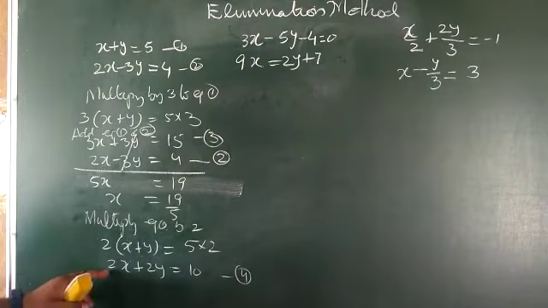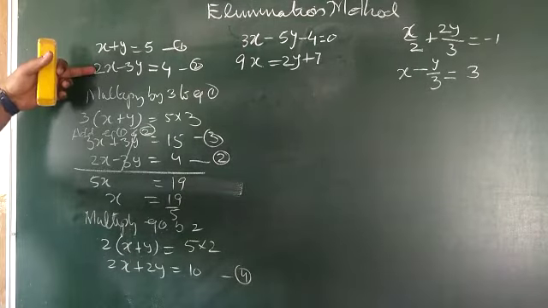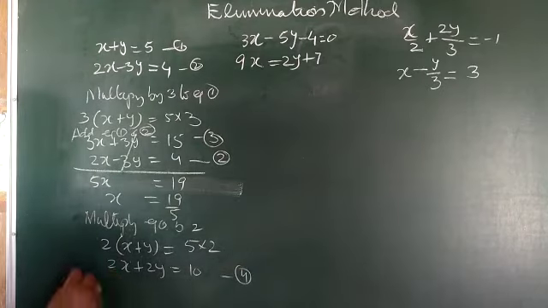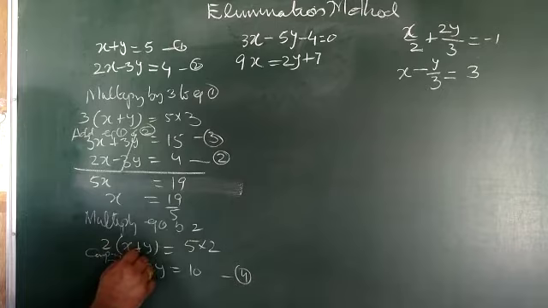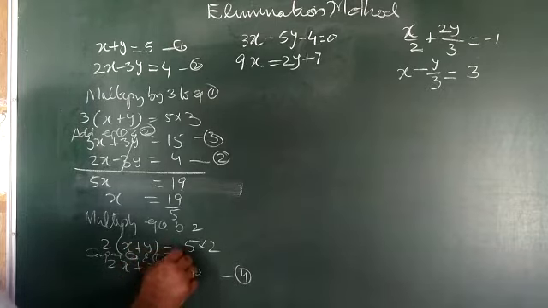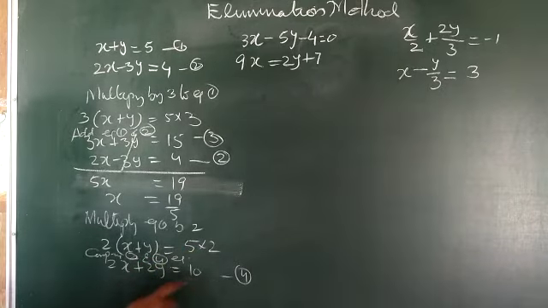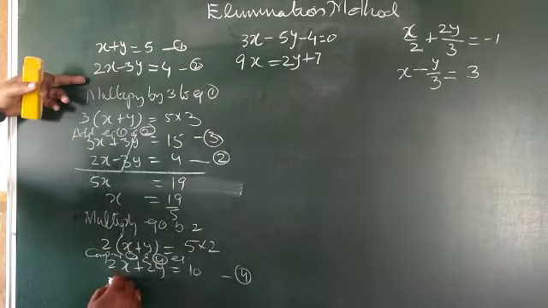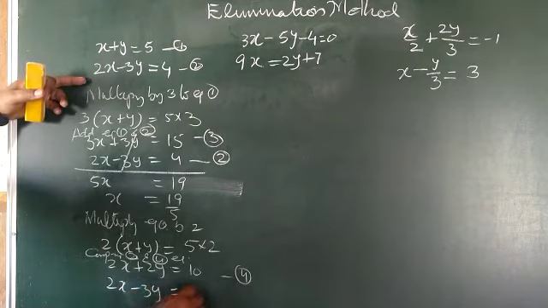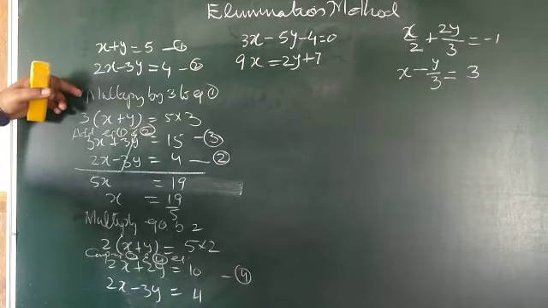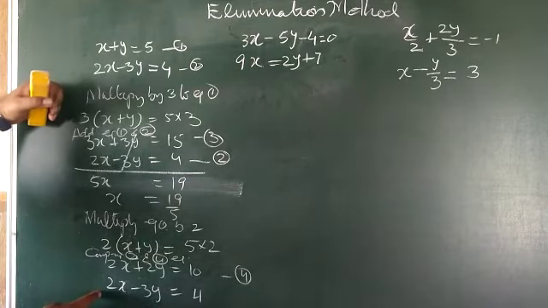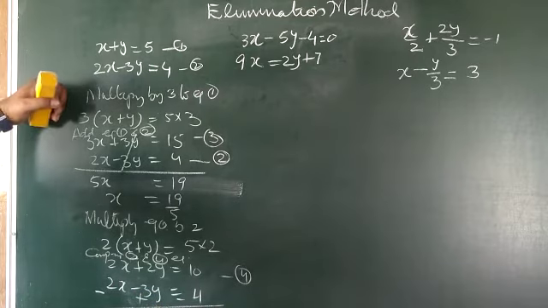Now we will compare the fourth equation and the second equation. So comparing second and fourth equations: 2x plus 2y is equal to 10 and 2x minus 3y is equal to 4. So how can we remove, eliminate, this? If we subtract, we will change the signs, because in subtraction the signs change.